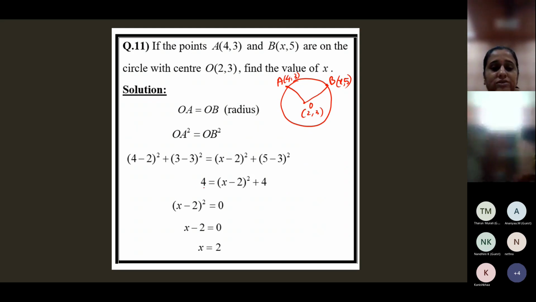4 minus 2 is 2, 2 square is 4. 3 minus 3 is 0, 0 square is 0, so just ignore this. (x minus 2) the whole square plus 5 minus 3 is 2, 2 square is 4. 4 on either side gets cancelled. So (x minus 2) the whole square is 0. x is equal to 2.